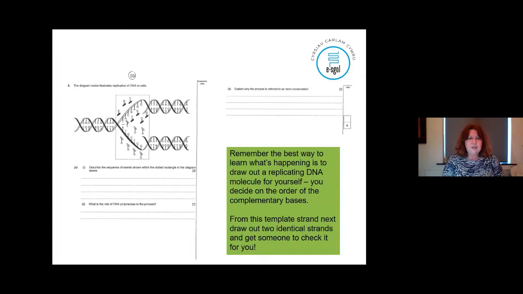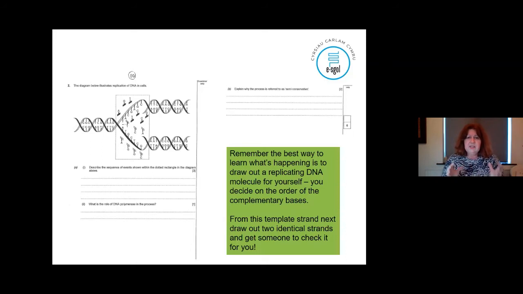OK, and what we've got in front of us is a typical question on this topic. And it says the diagram below illustrates replication of DNA in cells. And you can see there, just as we've looked, there's a template strand, and what's happening is that along there you can see the new molecules being synthesized alongside the template strand.